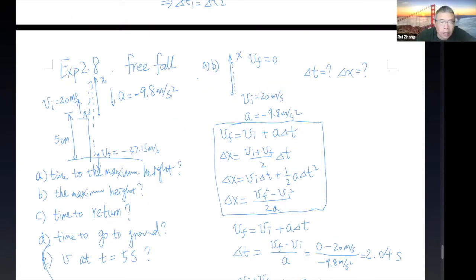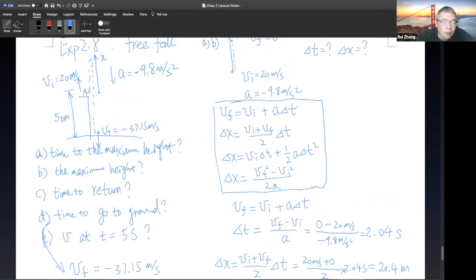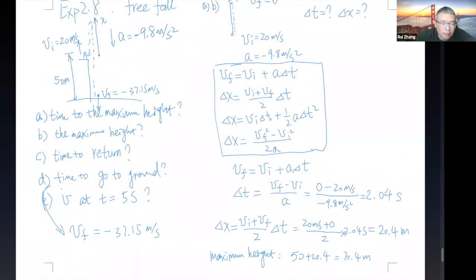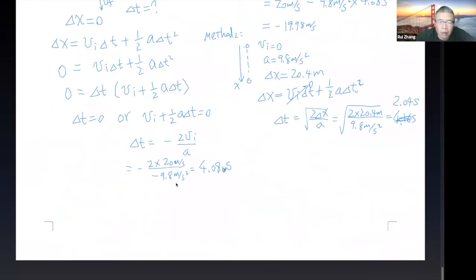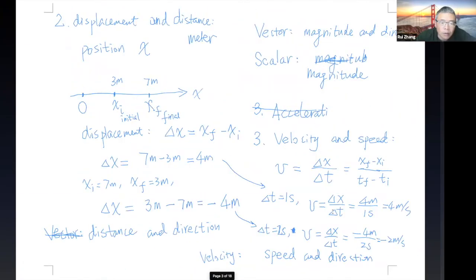Okay, so let's go back to the problem. So let's start from part D, time to go to the ground, okay? So again, okay, dang it, I ran out of page. So I need to get another page. I don't know where, but hopefully.